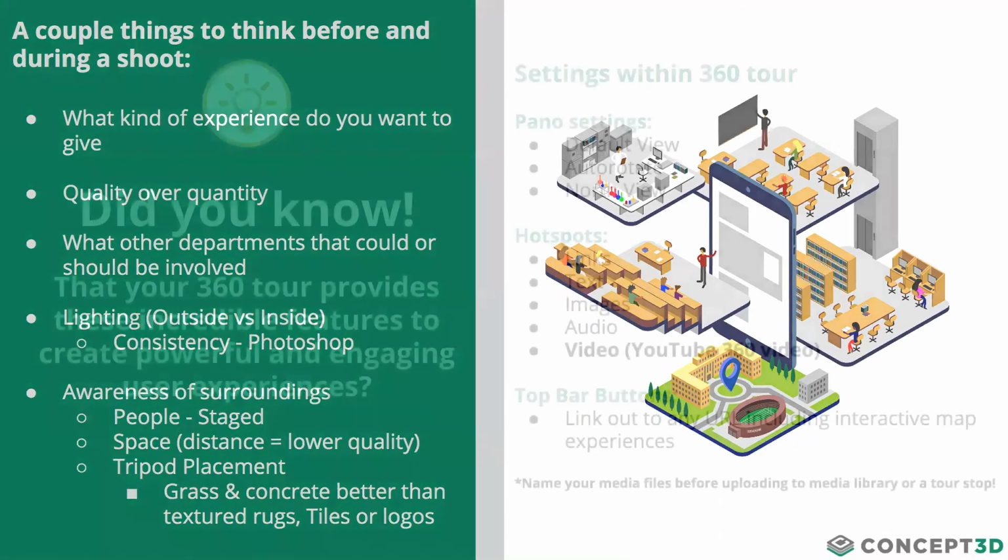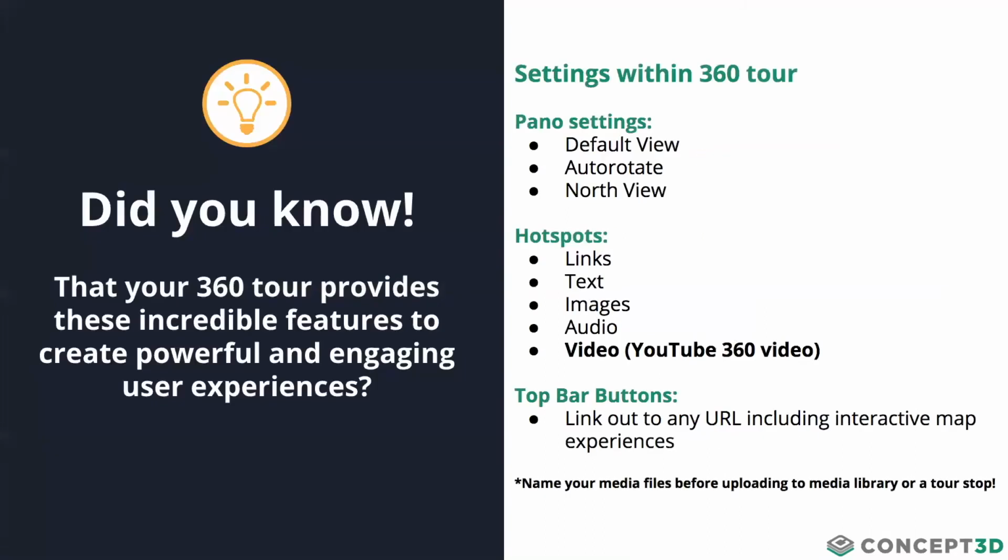All right, so moving on, the did you know aspect, that our 360 tour provides these incredible features to create powerful and engaging user experiences. So as you see on the right-hand side, we have different types of settings within the 360 tour. With the pano settings alone, you can create your own default view. So you can have it at whatever tilt and whatever direction you want the user to first and foremost see that image.